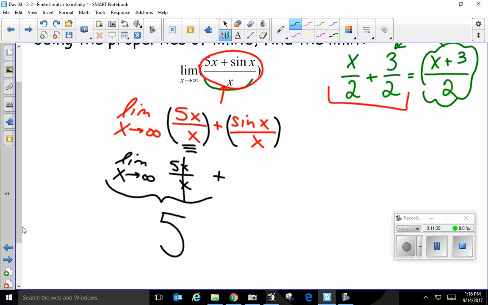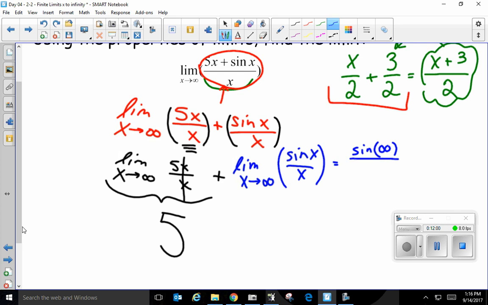But here's the one that's really going to throw you guys for a curveball. And it's not because it's hard. It's because I haven't explained it yet. So I'm going to take the limit as x approaches infinity of the function sine of x over x. All right. I cannot simplify that anymore, can I? No. So I'm going to say it's the sine of infinity over infinity. Does anyone have any guesses on what that is going to equal?